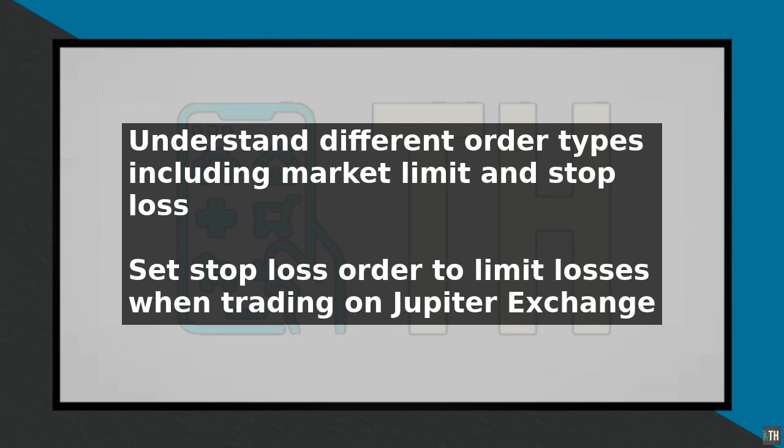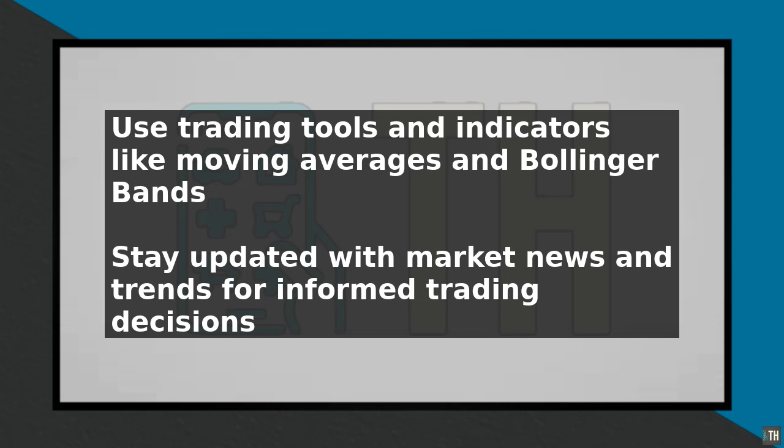Jupiter Exchange also provides a range of trading tools and indicators to help you make informed trading decisions. These include technical indicators such as moving averages, relative strength index, and Bollinger Bands. It is essential to understand how to use these tools to analyze market trends and make profitable trades.